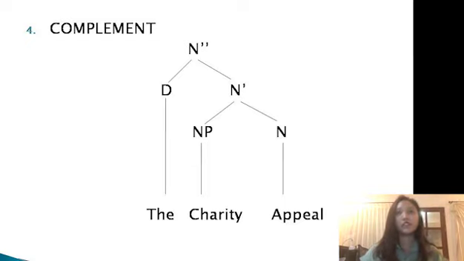The last example is complement. The example of complement is the charity appeal. From the tree diagram, there is an N double bar that branches into two parts: determiner and N bar. The determiner is the, and the N bar branches into noun phrase and noun. So the noun phrase is charity and the noun is appeal. So in this phrase, the is a determiner, charity is a noun phrase, and appeal is a noun.